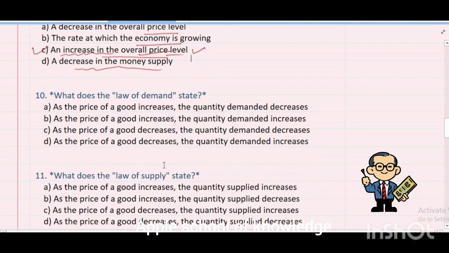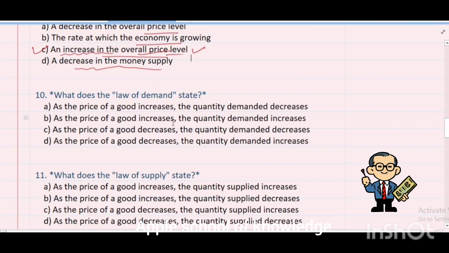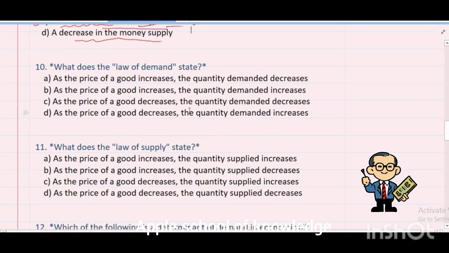Let's move on. We have a very basic concept again. What does the law of demand state? If you remember from the lecture where we discussed demand and supply, the law of demand and law of supply, the law of demand asserts an inverse relationship between the price and the quantity demanded.